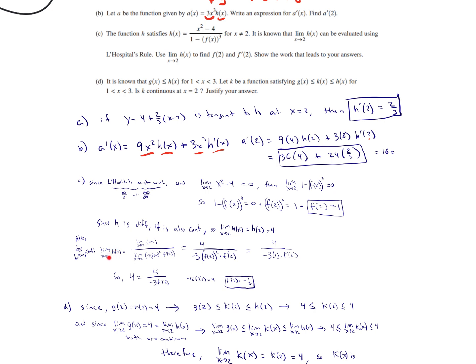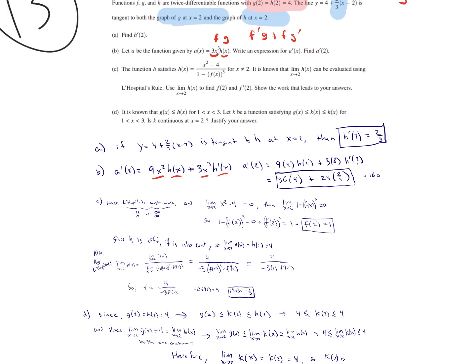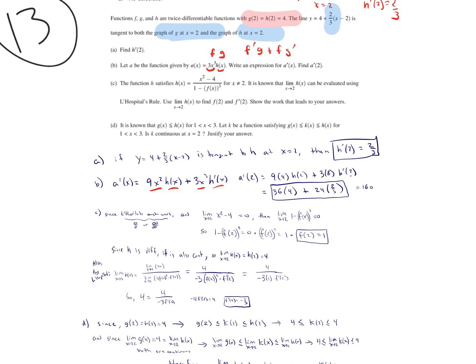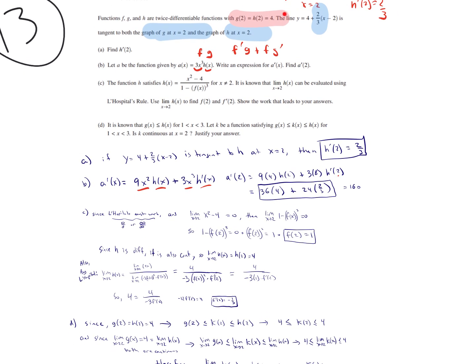And here's kind of the key. This is the limit that we're trying to find. Since h is continuous, which we were told at the beginning, and we know h of 2 equals 4 from the beginning, that means the limit must equal 4. If it's continuous, then the limit equals the value. So I know that this limit equals 4. So I can set this last fraction equal to 4, which allows me to then solve for f prime of 2.